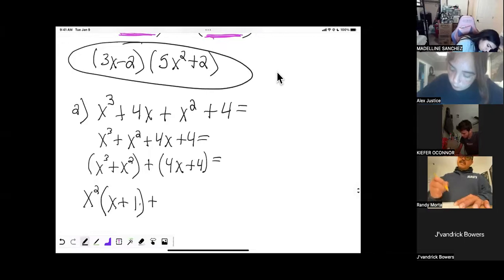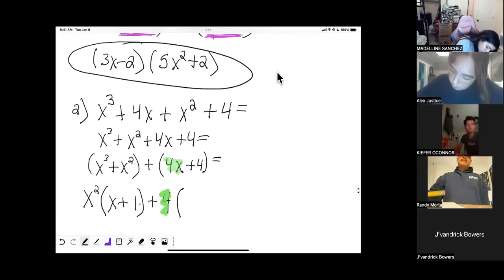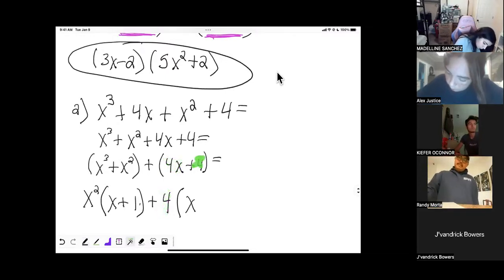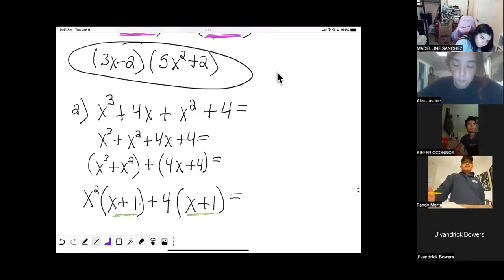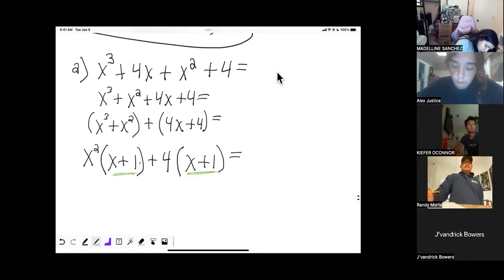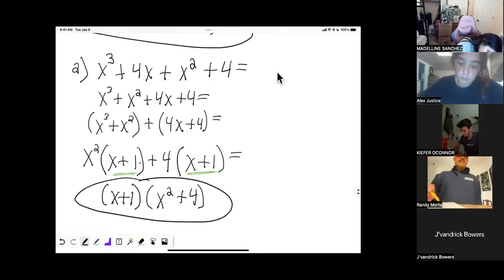Now, plus, what can I factor out of my second parentheses? Well, I can take 4 out. I can't take x out because the last 4 doesn't have an x. Then I can go 4x divided by 4. That's just x. And then 4 divided by 4. That's 1. So it worked out fine because I know I got these to match. That's what I want. If they match, I'm good. One more step. What do both of them share? X plus 1. What's left over? X squared plus 4. Factored by grouping.